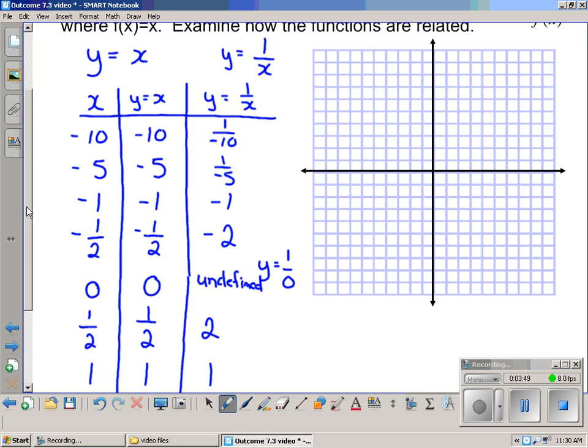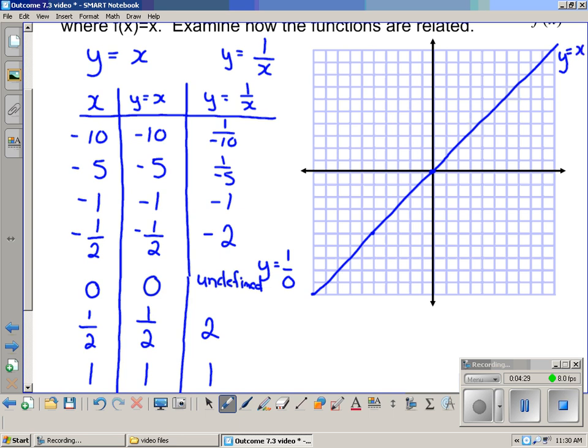If I start by graphing y equals x, I know that 0 and 0 is a point. I know that negative 5, negative 5 is a point. I know that negative 10, negative 10 is a point. So this is a graph of a straight line, and I could plot those other points, but y equals x is just a straight line like this. So this is our function y equals x.